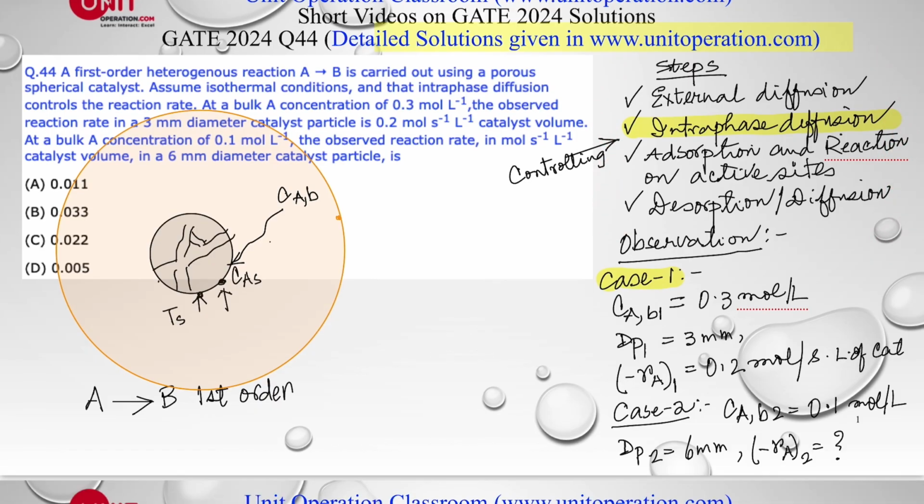There are 2 cases. In case 1, the bulk concentration is given, the catalyst particle diameter is given, and the observed reaction rate is given, which is 0.2 moles per second per liter of the catalyst, that means per catalyst volume. The question is, if we change the bulk concentration and we change the catalyst particle size, then what would be the rate? So that's the question.